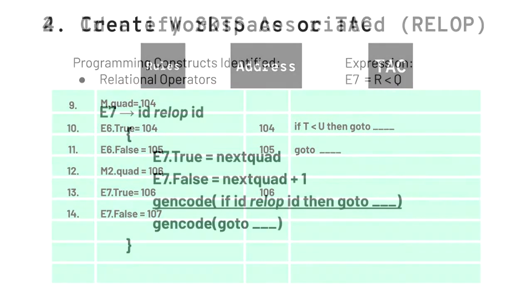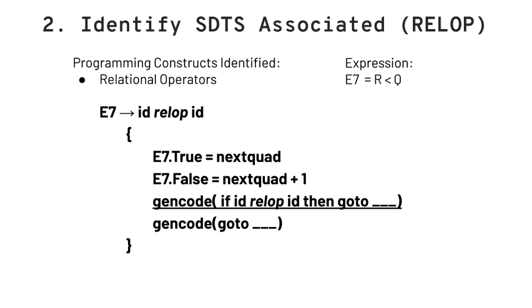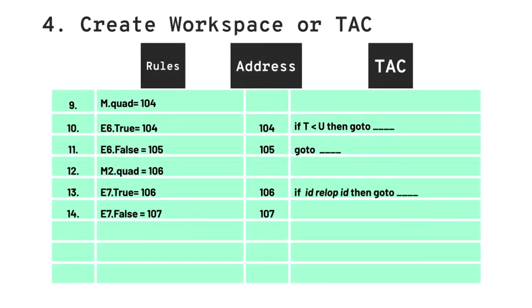Now we see gencode. If id reloop id, then go to dash, go to dash. With gencode, we generate code that is inside the parentheses. That is if id reloop id, then go to dash and go to dash. These dashes are to be filled later. Here first id is r, reloop is less than symbol and second id is q.